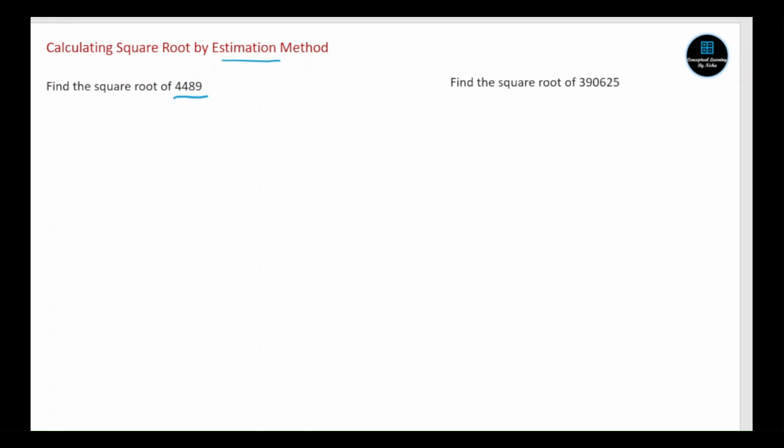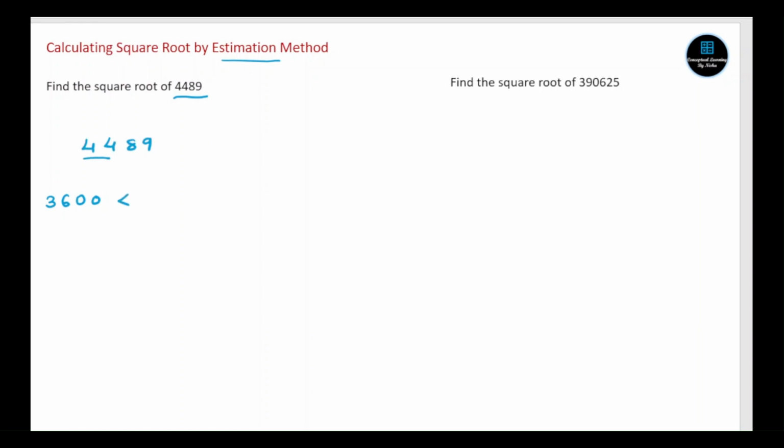Now here the number is 4489. For this number, 44, the perfect square just before 44 is 36. I'll just say two zeros, because I know that a perfect square ending with double zero.